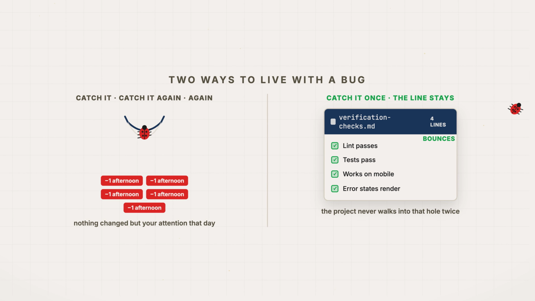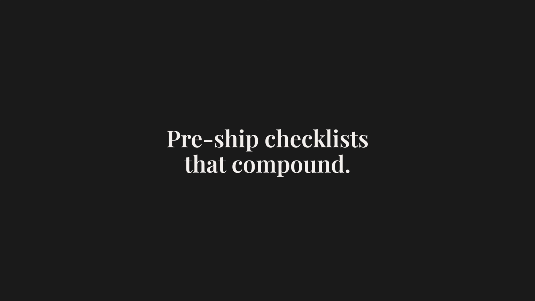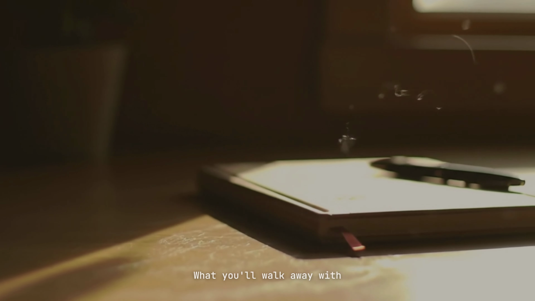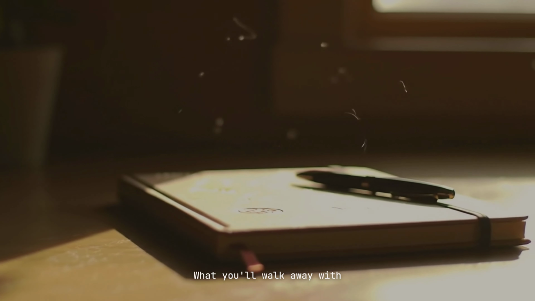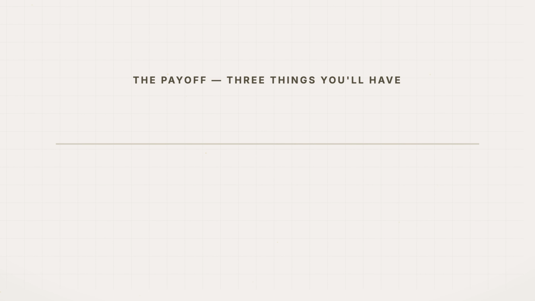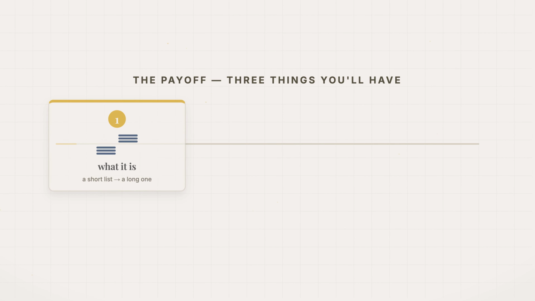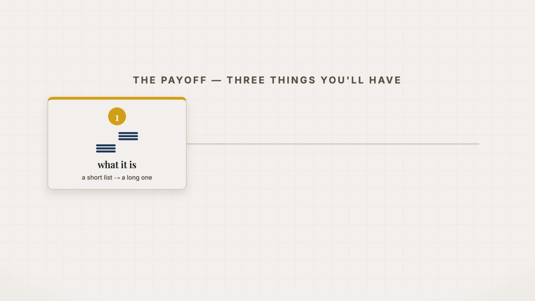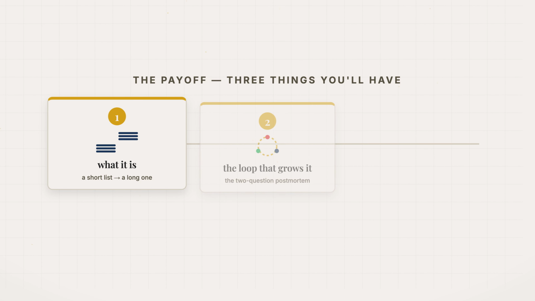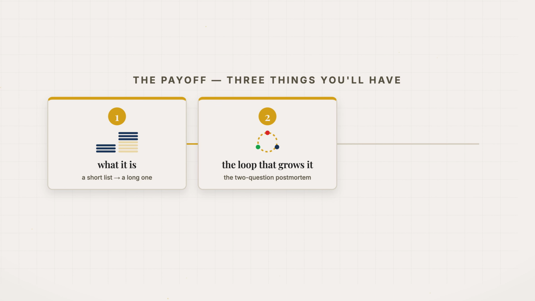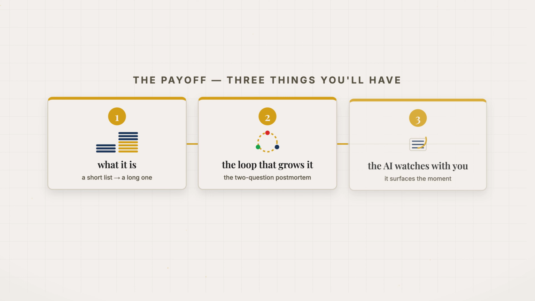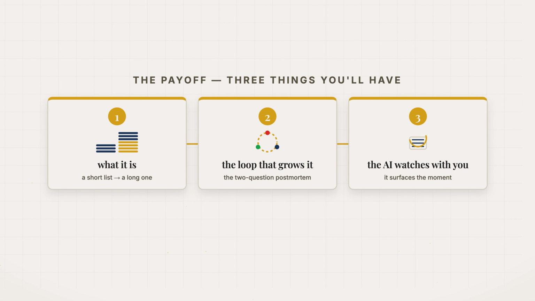That's not a smarter you. That's a smarter checklist. And the only difference between the two is whether you wrote the lesson down the moment it cost you something. So here's what I'm going to give you in the next few minutes. You'll see exactly what a compounding pre-ship checklist is, what it looks like on day one versus 6 months in, and why the 6-month version catches things the day one version never could. You'll get the little loop that grows it, the 2-question postmortem you run the moment a bug slips through, and the 1 new line it produces.